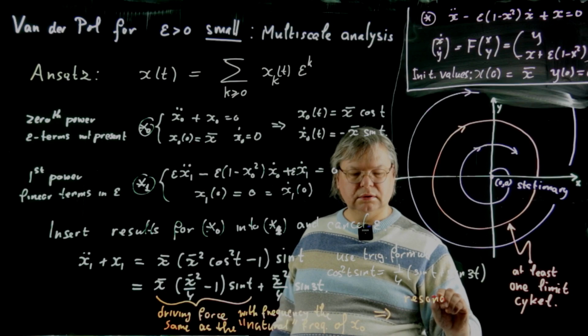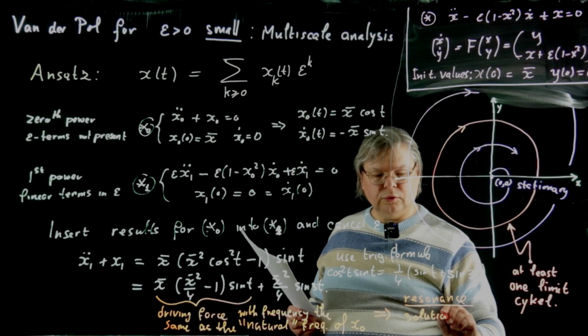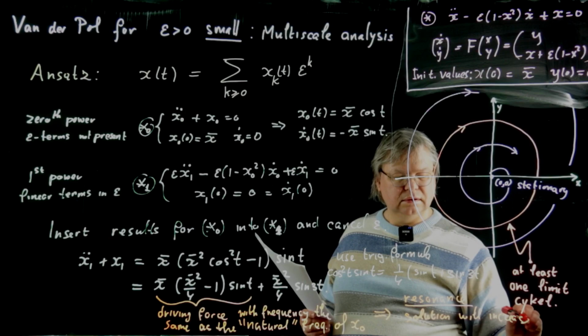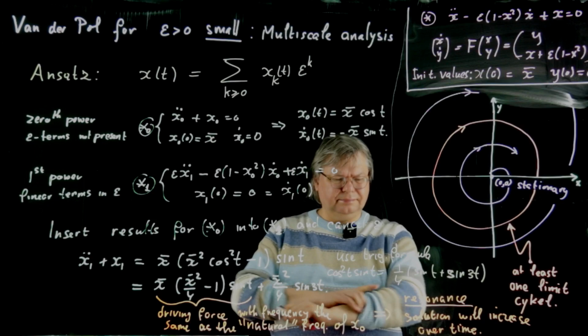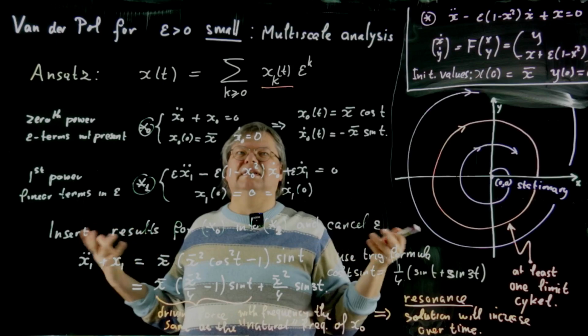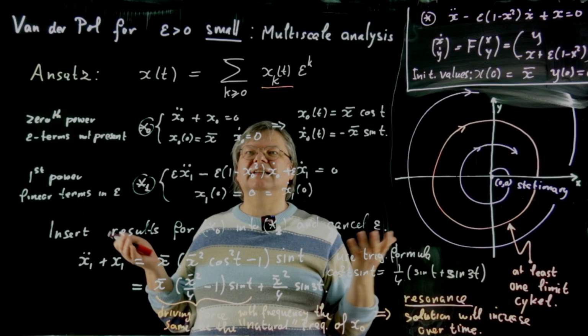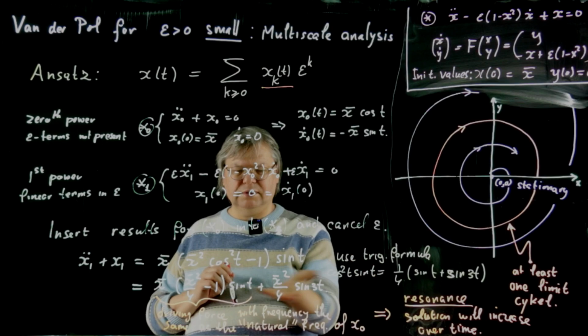And resonance means in practice that solutions will increase over time. And actually I don't like that, because if solutions will increase over time, that is to say this x1 will increase over time, then x1 might, even though it's multiplied by a very small epsilon, actually grow bigger than the x0, which didn't have an epsilon. So somehow this is not so very nice, but let's see what we get if we solve this differential equation. Now, this differential equation can be solved.